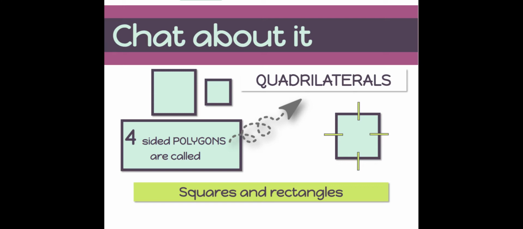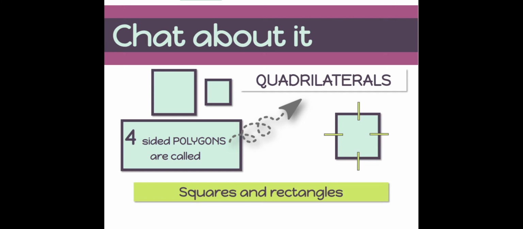Squares have all of the same sized sides. So all four sides are the same exact size. On a rectangle, the two long sides are the same length and the two short sides are the same length.